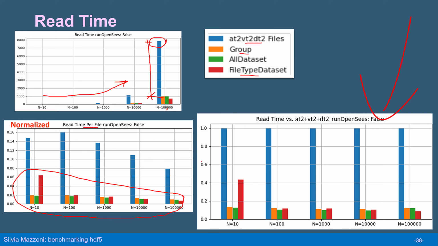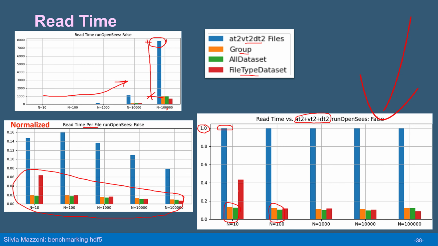Now let's normalize this and plot everything as a ratio of read time versus the read time for AT2, VT2, and DT2 files. Interestingly, what we want to watch is, do we group or not? Comparing these 2 sets, we see that throughout they're pretty consistent. So whether you structure your data into groups or put everything in the root folder, your performance is almost not affected at all. But it's definitely an improvement over reading and processing your AT2 files.